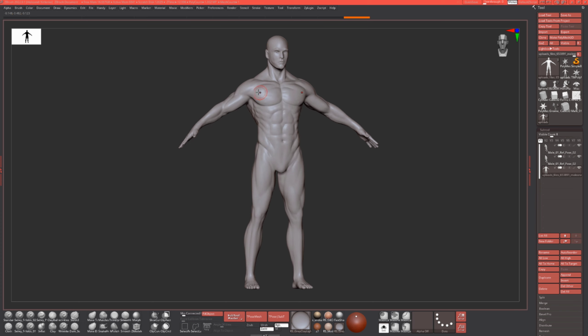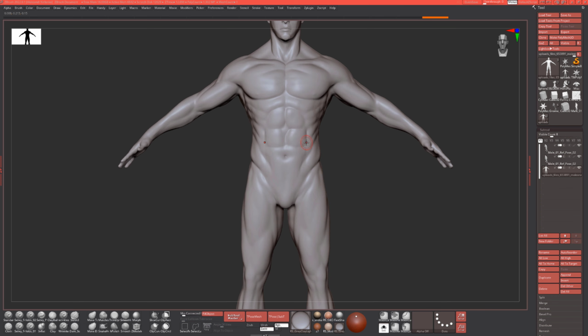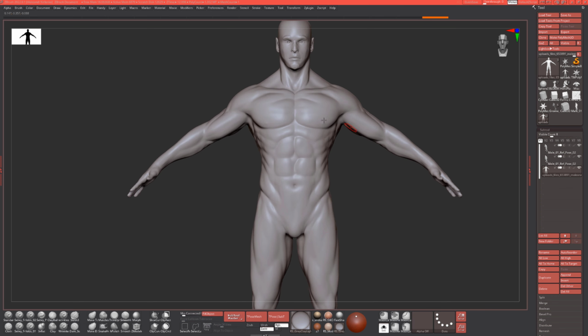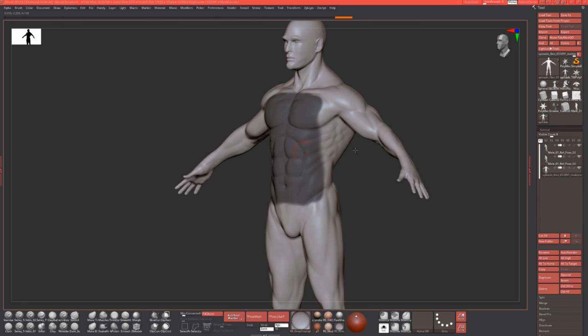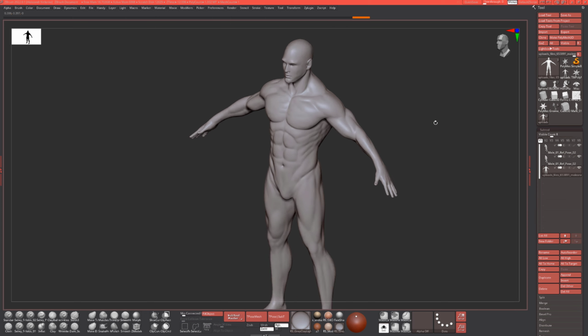So for example, when it comes to pecs, when it comes to the abdomen, it feels like the insides, if we strip this model of the muscles, there would be a box, right? There would be just some box, and on that box the muscles are placed.